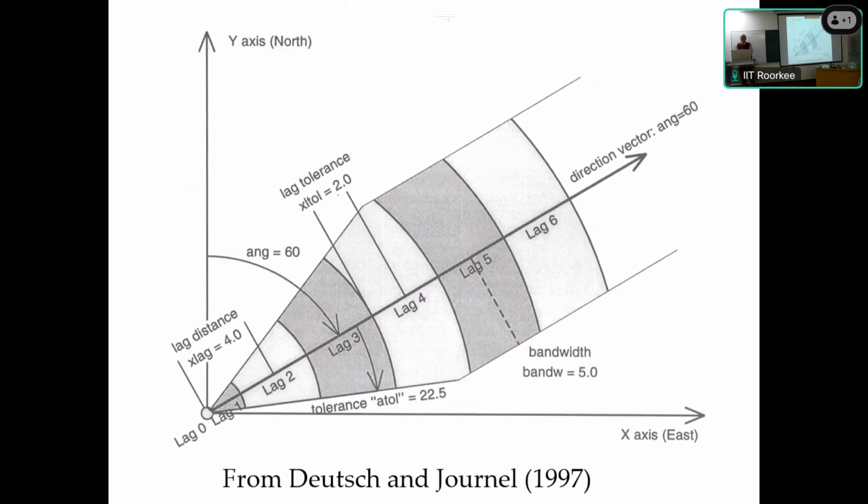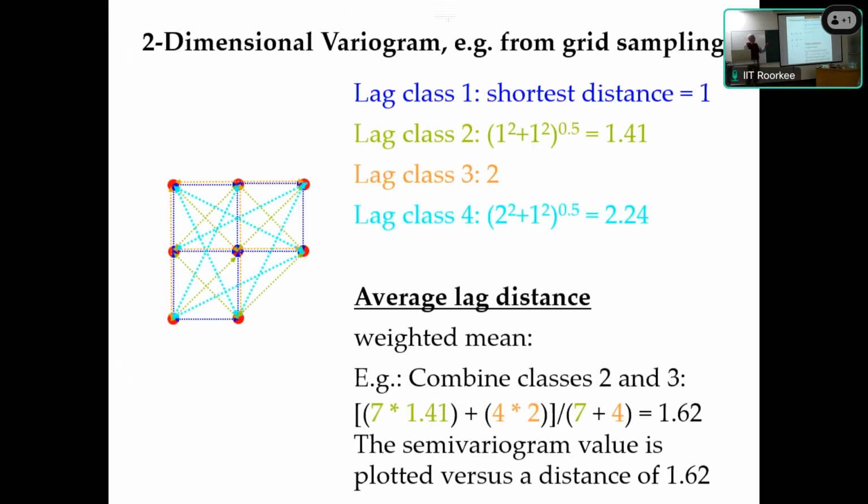Here's an illustration from the book of Deutsch and Journel. We can have isotropic variograms, where I made no particular concentration, no focus on a certain direction. But of course, the landscape has different directions. So we can say, we want to have this slope going in one direction, and we want to study the semivariance behavior up the slope, or we also want to study it perpendicular to the slope.